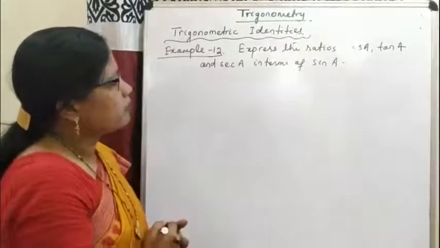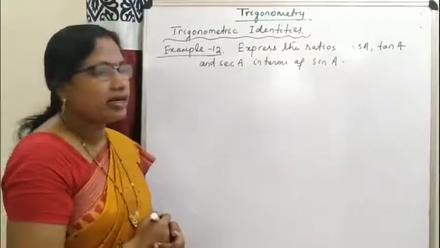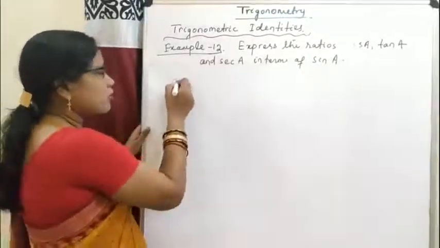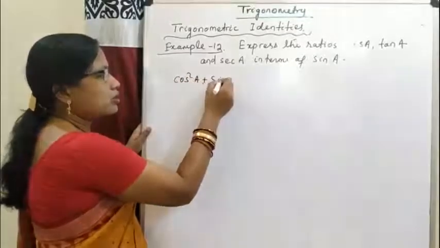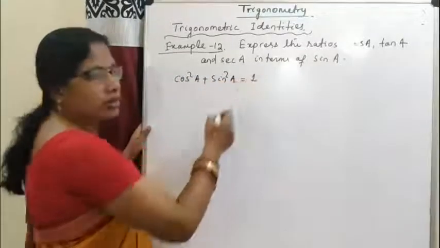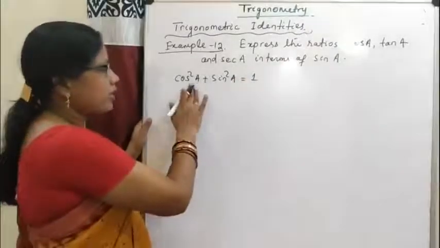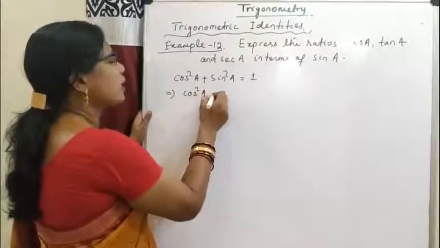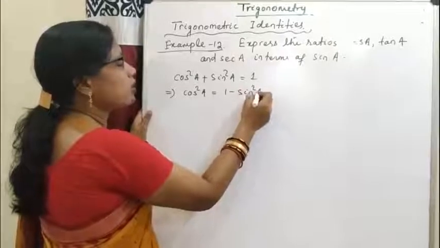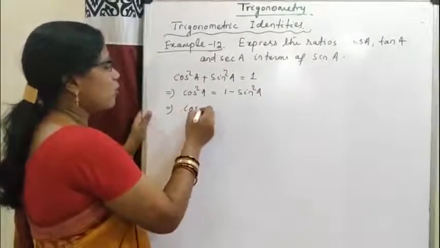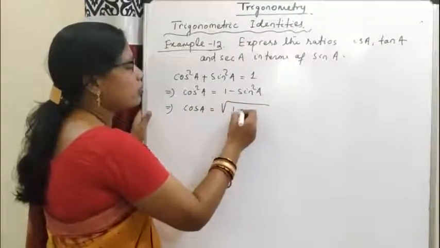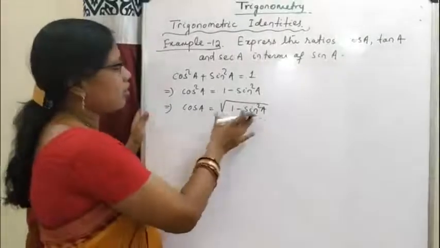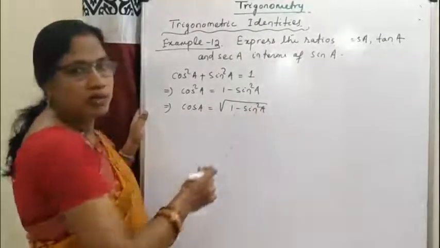Example 12. Express the ratios cos A, tan A and sec A in terms of sin A. First, cos A. We know that cos square A plus sin square A is equal to 1. Our first identity was cos square A plus sin square A is equal to 1. So cos square A is equal to 1 minus sin square A. So cos A is equal to square root of 1 minus sin square A. This is the representation of cos A in terms of sin A.